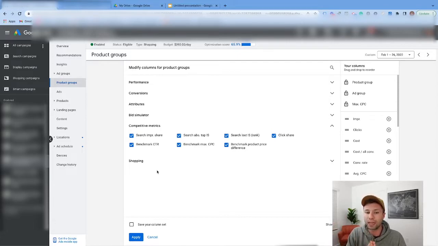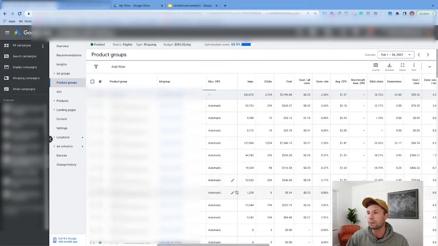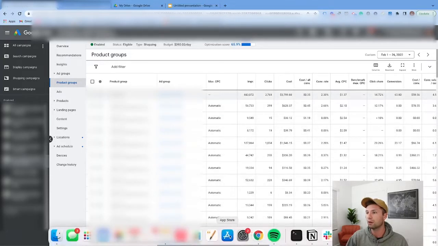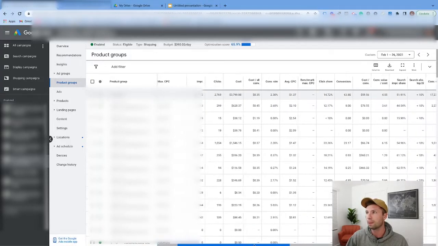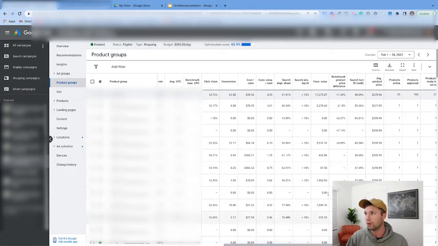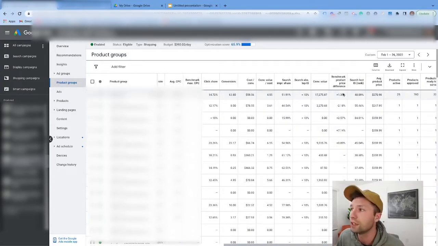Now in Google Shopping ads, obviously your products are showing up right next to your competitors. So if somebody is selling something for $100, but you're selling it for $110, chances are consumers are going to go with the one that is a lower price. So it's very important to pay attention to these. So we're going to add those in. And as we scroll over here, you'll notice our benchmark price difference.